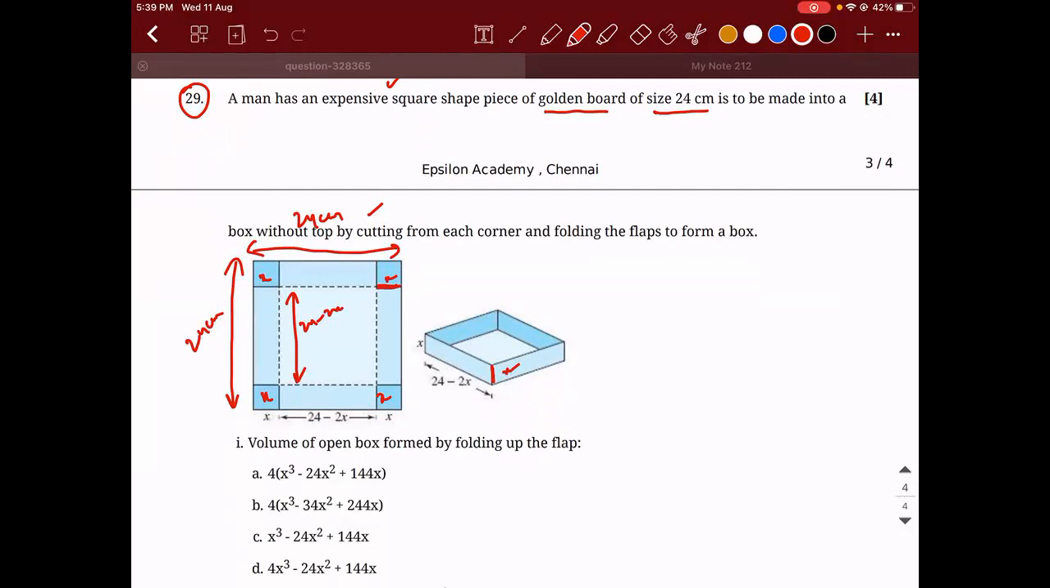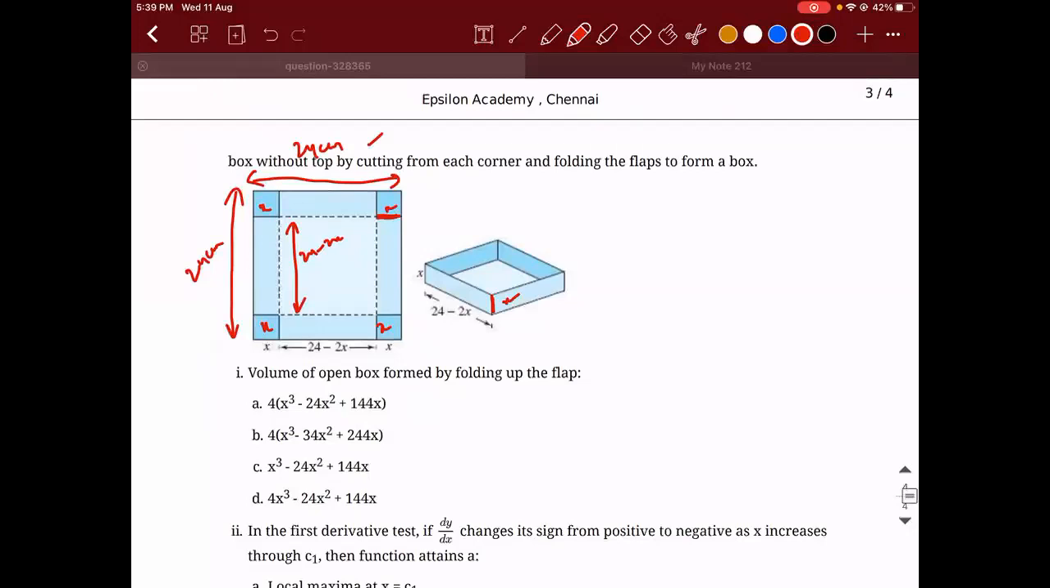Okay. So the volume of the box formed by folding up the flap. How much is it? So what is the volume of a cuboid? This is also 24 minus 2x. So the volume of the cuboid is 24 minus 2x into 24 minus 2x into x. Right.